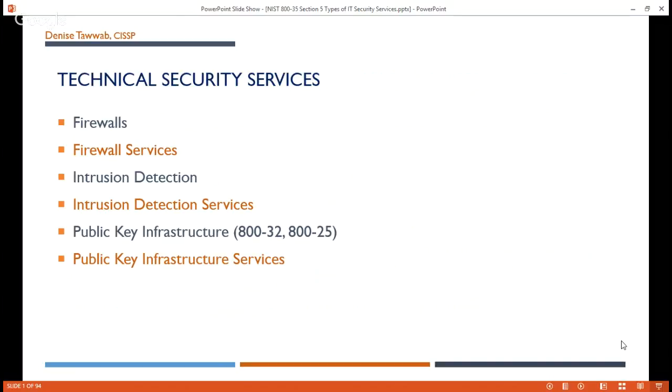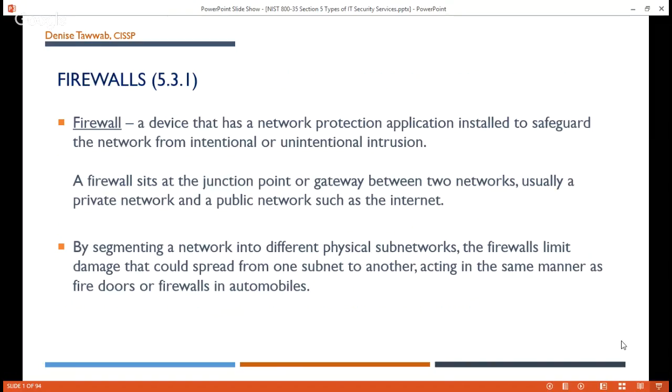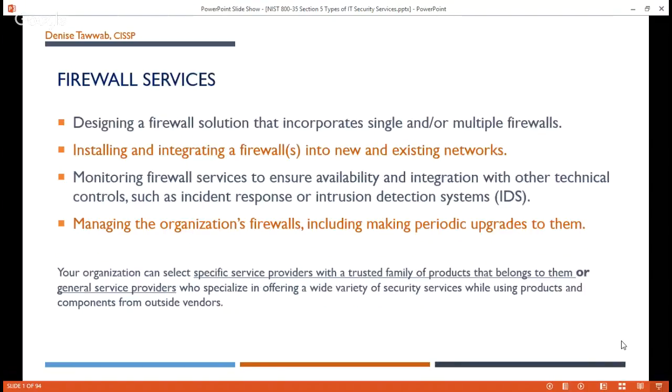Firewalls. A firewall is a device that has a network protection application installed to safeguard the network from intentional or unintentional intrusion. A firewall is going to sit at the junction between 2 networks, usually a private network and a public network, such as the internet. And by segmenting your network into different physical subnets, the firewalls limit damage that could spread from one subnet to another, acting in the same manner as fire doors or firewalls in automobiles.